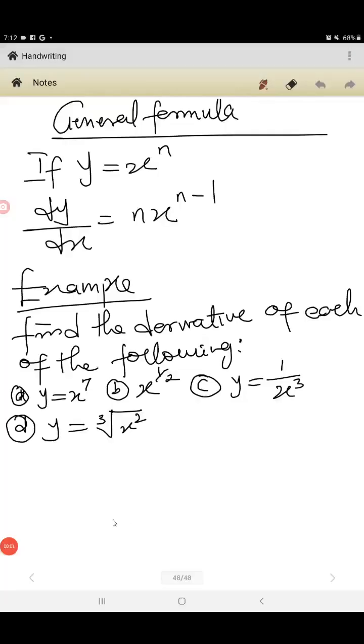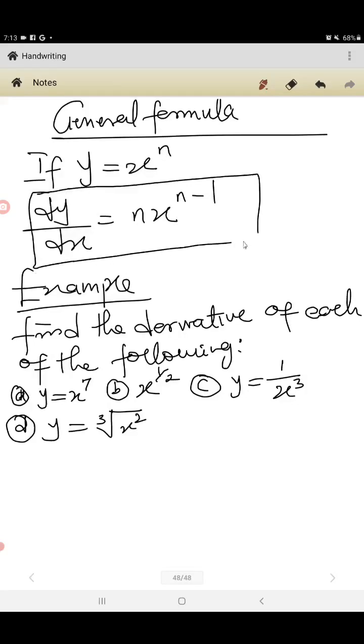This is the general formula for differential calculus. If y is equal to x raised to power n, then dy over dx, this n, the power or the index, will multiply the base, which is n x raised to n minus 1. This is just the general formula for differentiation. This is exactly the formula to use.